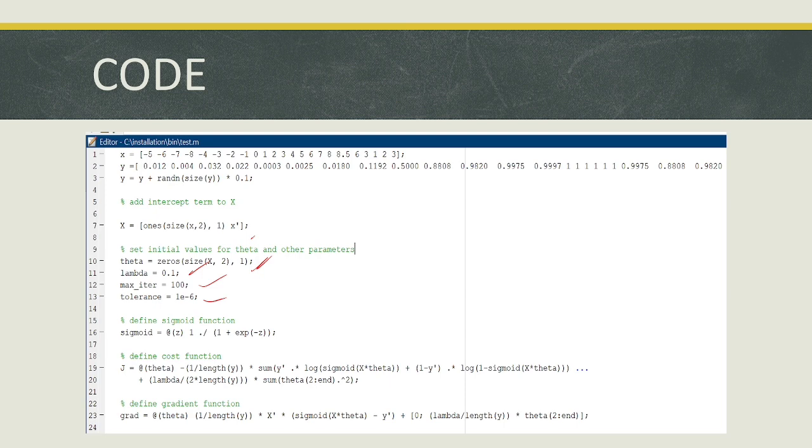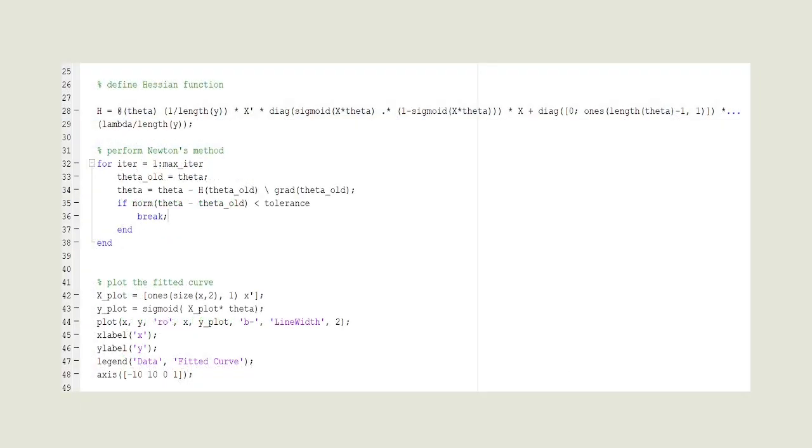The sigmoid function, that is 1 / (1 + e^-(beta naught + beta 1 x)), is defined by this in terms of theta. This is the cost function that we have already discussed. It consists of the negative log likelihood and a regularization term. The gradient of this function is defined as this, and this is the Hessian of the cost function.